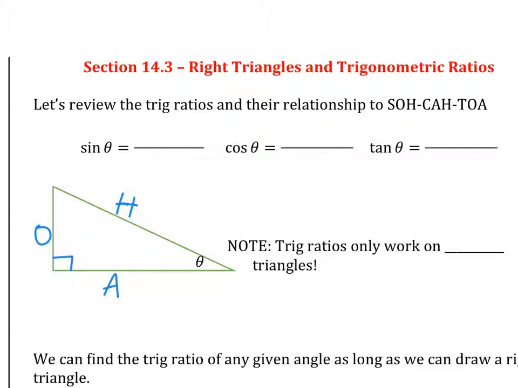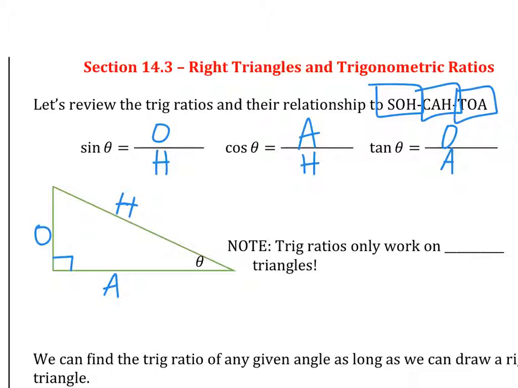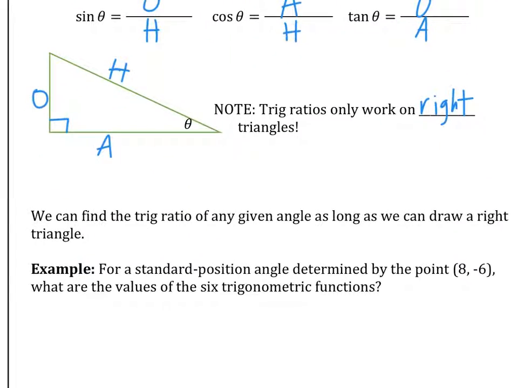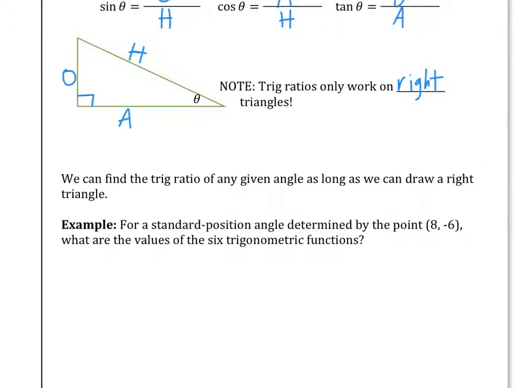So sine is what side over what side? SOHCAHTOA. Opposite over hypotenuse. So that's why you get the SOH: sine, O is opposite, H is hypotenuse. How about cosine? Adjacent over hypotenuse, and then TOA, tangent is opposite over adjacent. This only works on right triangles. If we go to non-right triangles, this will not work. All right, let's solve a problem.